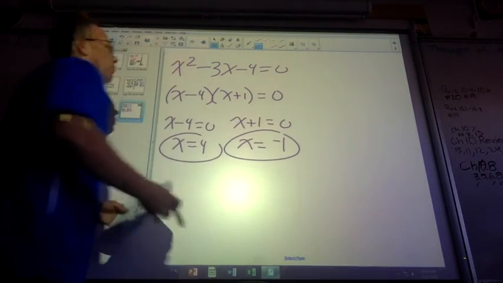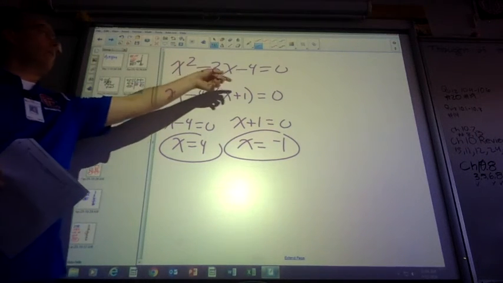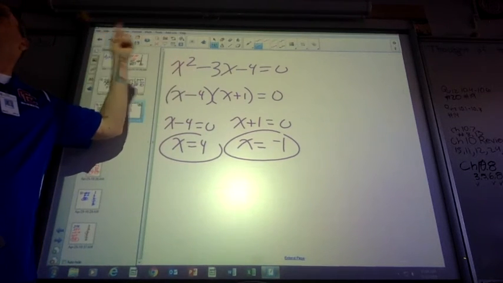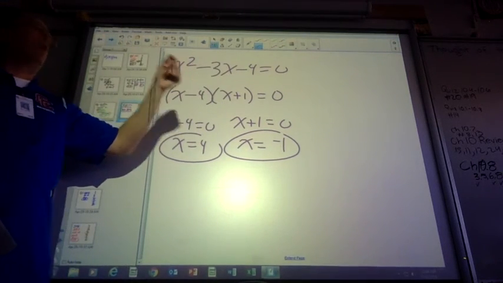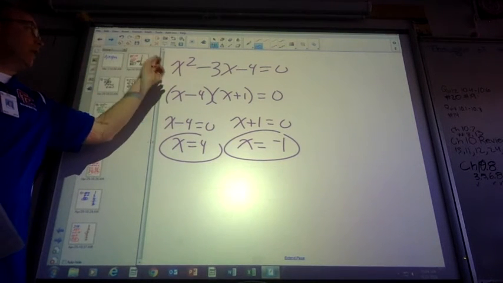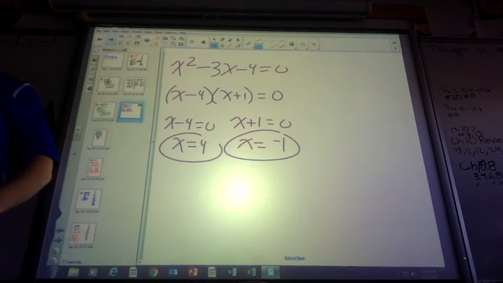And again, if I plug those back in, I'm going to get 4 squared, this 16, minus 12, this 4. 4 minus 4 is 0. Giddy up, that worked. Plug negative 1 in, negative 1 squared, 1. Negative 3 times negative 1, positive 3. So I get 1 plus 3 is 4. 4 minus 4 is 0. Both answers work.